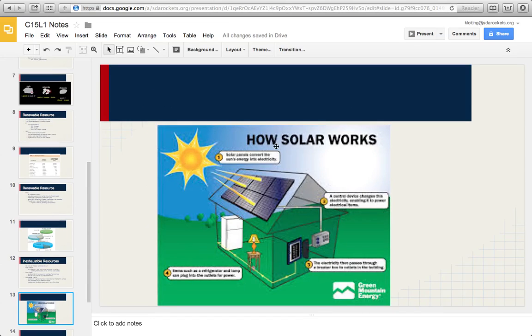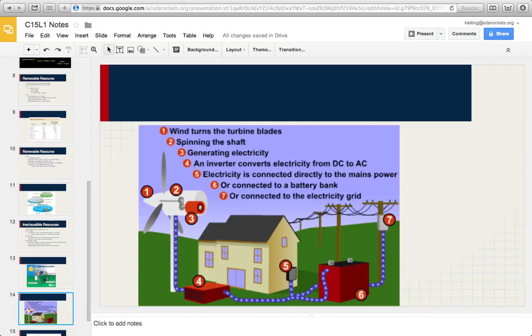Alright, so this is how a solar panel works. It's really pretty simple. We have the sun's energy come down and strikes the solar panel. The solar panel transfers the energy to a usable form and charges essentially a chemical battery, and that chemical battery is able to power other things.